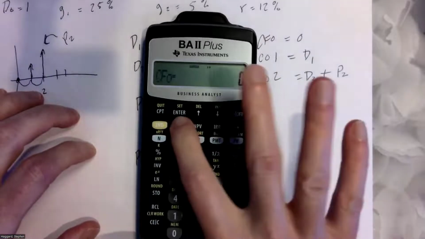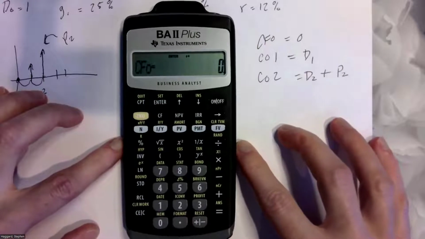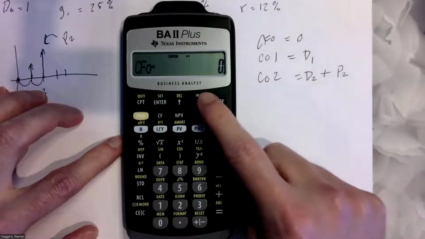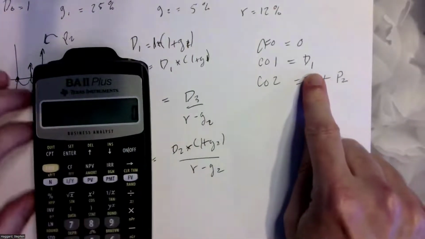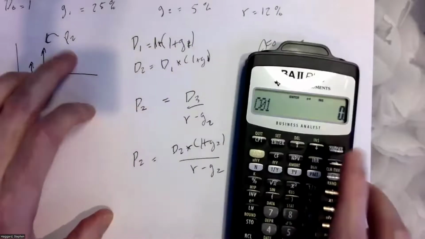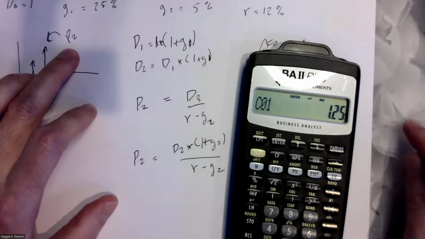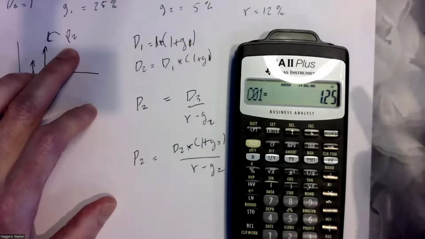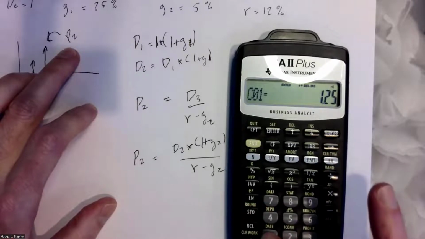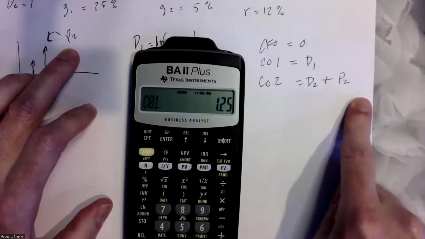And we're going to hit CF, second, clear work. And for CF0, we're going to have 0. Then I'm going to arrow down. C01 is going to be D1. And so what I'm going to do is take 1 times 1.25, which is 1 plus our first growth rate, and that gives me $1.25. And I want to do two things here. First of all, I want to hit enter, and I want to hit store 1. That's D1.